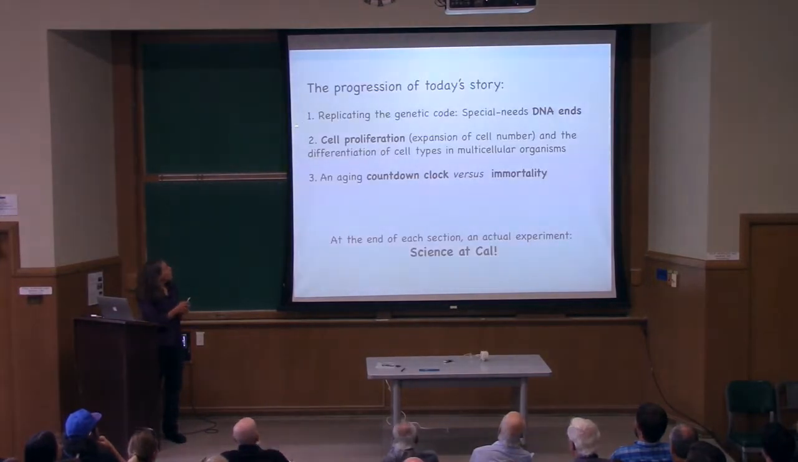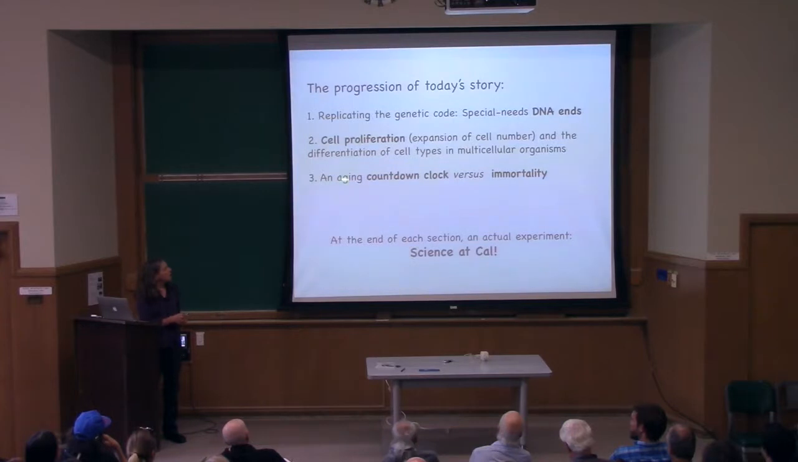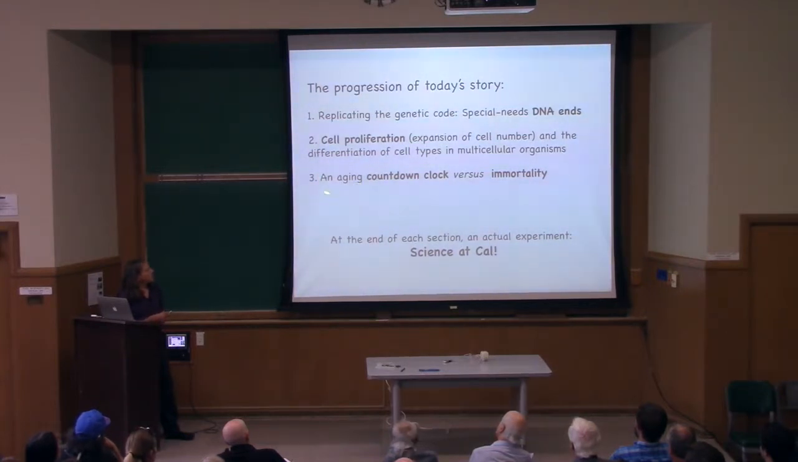So the progression of today's story will first be about replicating the genetic code, and in particular, about some special needs DNA ends. Then cell proliferation, which means the expansion of cell number. And also how this proliferation in multicellular organisms is coupled to making those cells take identity. And then we'll get to the organism level, and we'll talk about aging as a countdown clock, and how this countdown clock plays out biologically versus immortality.